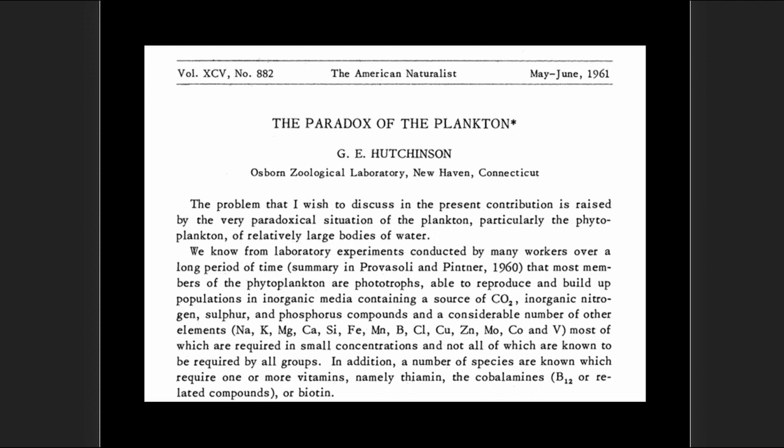Indeed. As we will now see, this is all false. A good starting point is Hutchinson's 1961 paper, The Paradox of the Plankton. The problem was too much plankton, too many plankton species coexisting, and too much competition. It shouldn't have happened under Darwin's ideas.